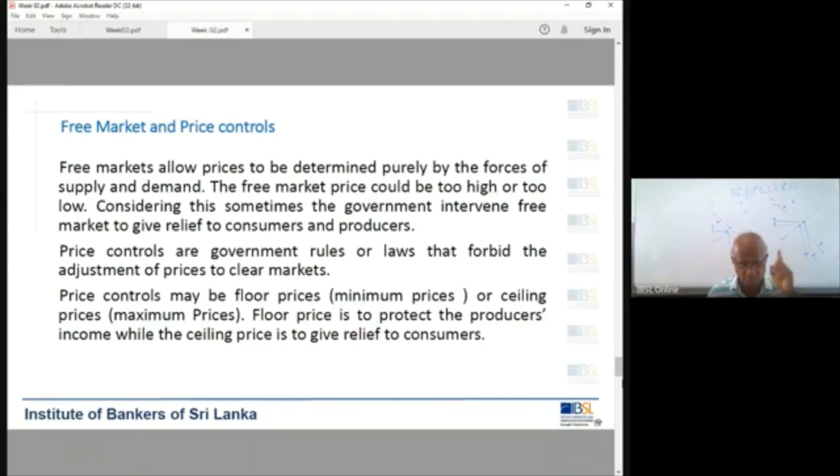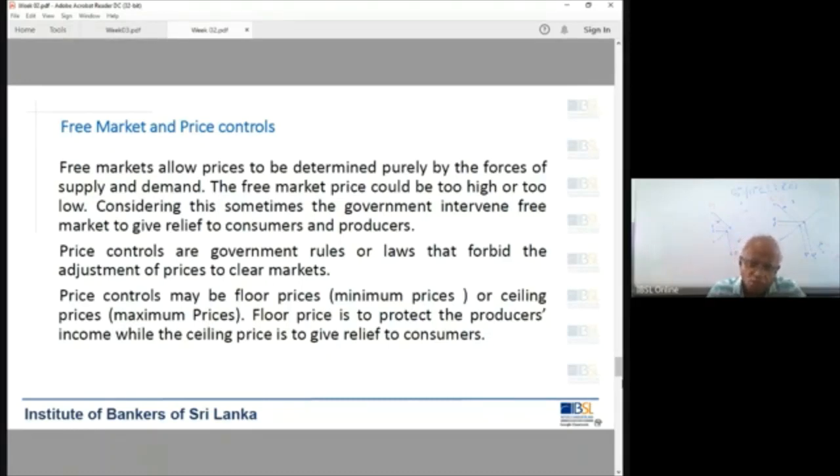Don't charge price higher than so much, this much. Don't pay wage less than this. Like that. Right? So a binding constraint is there. Binding constraint. Right? Then what will happen?